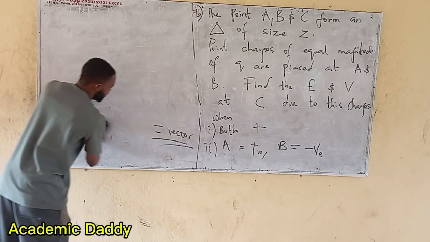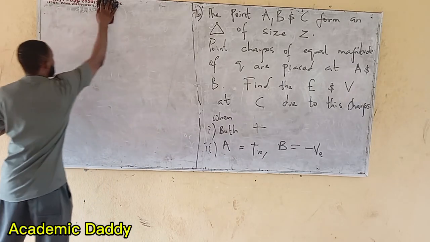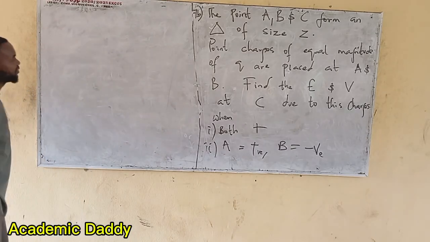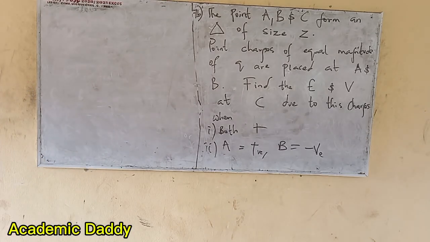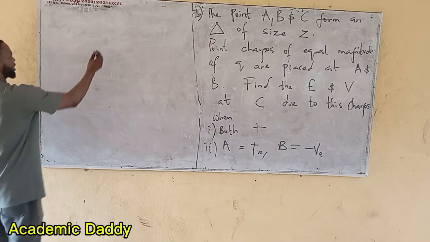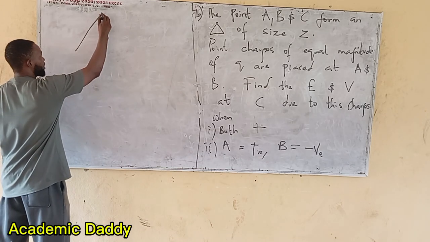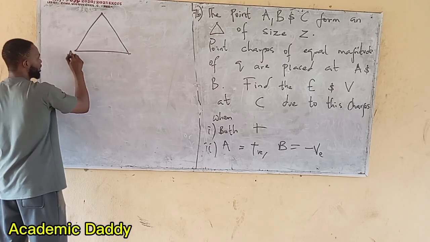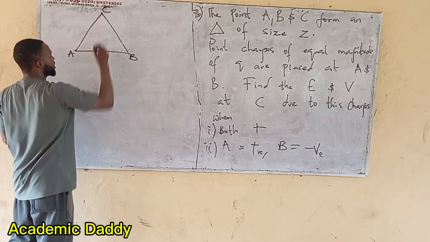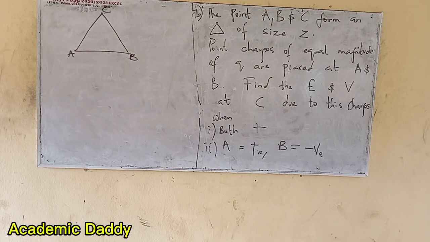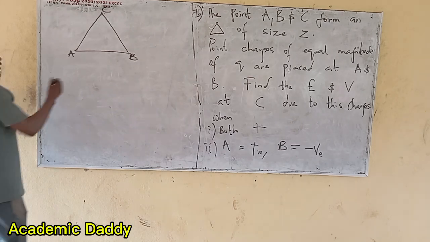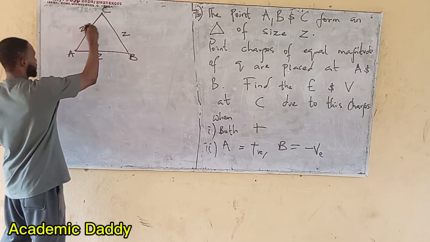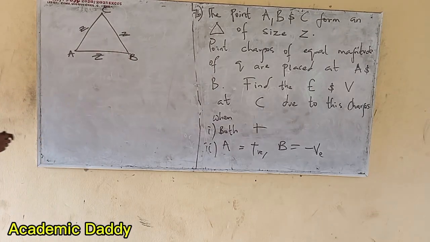Since I'm using our time, you don't want us to use your own time, so let's be fast. The points A, B, C form an equilateral triangle. Let's say this is A, this is B, and this is C. How I wish you are not just solving questions, but understanding this thing. It will make more sense. This is Z, Z, Z. The sides of an equilateral triangle are equal.